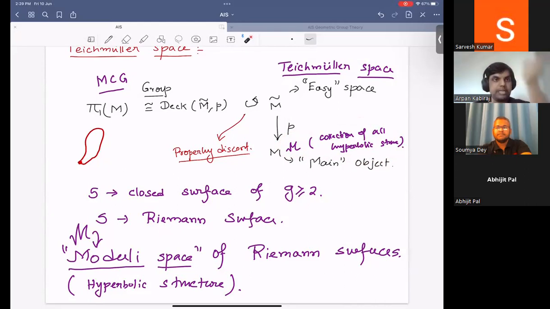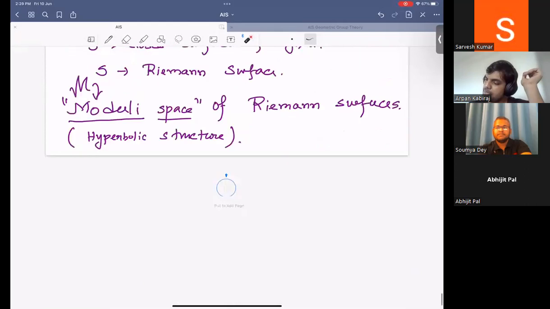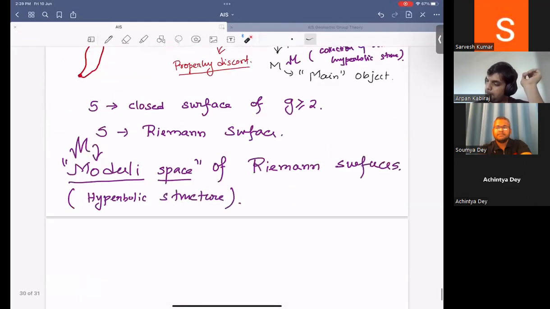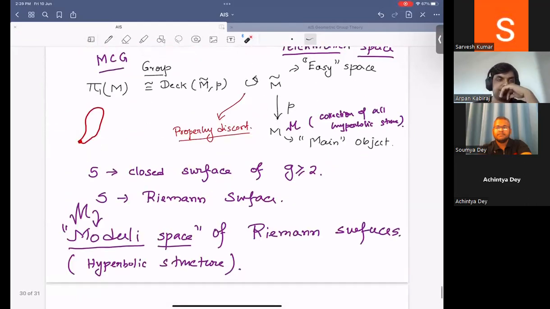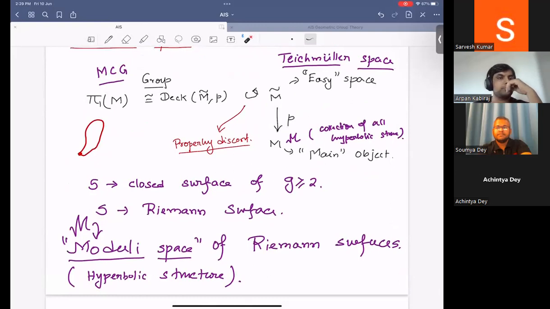Classically, it is completely different. So let me come to the definition. To make sense of this, we need to define a topology on a collection of hyperbolic structures, right? We can define it. If you look at a hyperbolic metric, it comes from a Riemannian metric, right? And so what is a Riemannian metric?